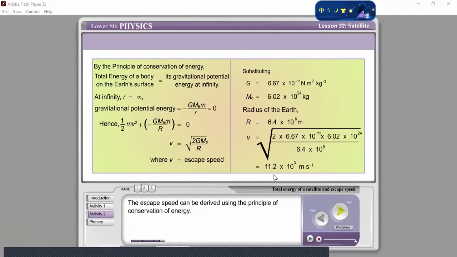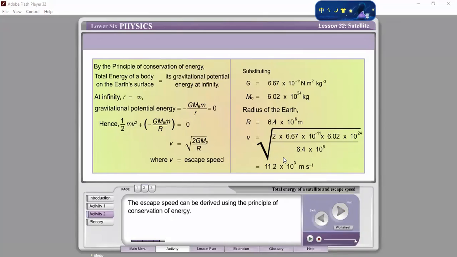So now we need to throw at 11.2 thousand m s negative 1. That means that normally this is just a concept, to launch or throw something from the surface of the Earth that allows the object to be completely free from the gravitational pull.